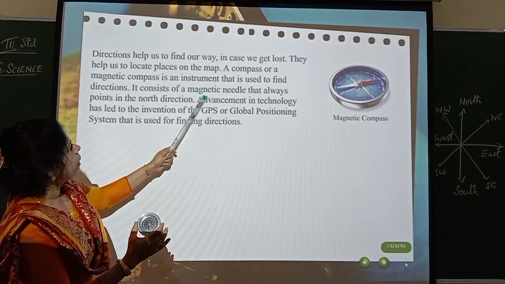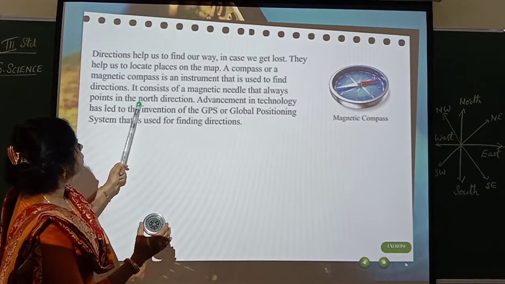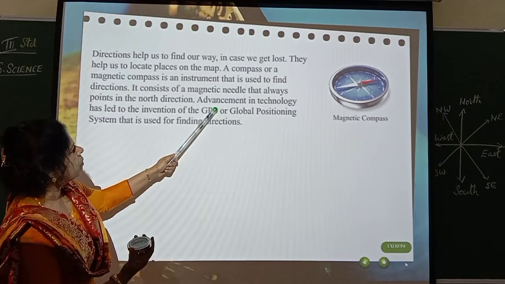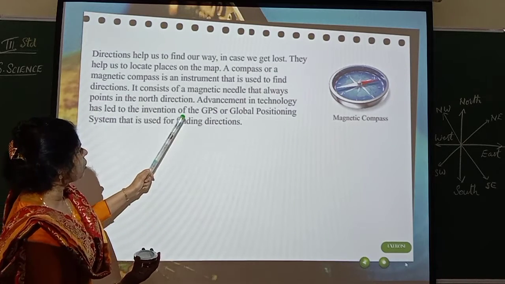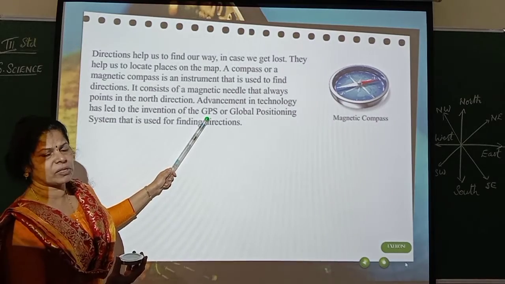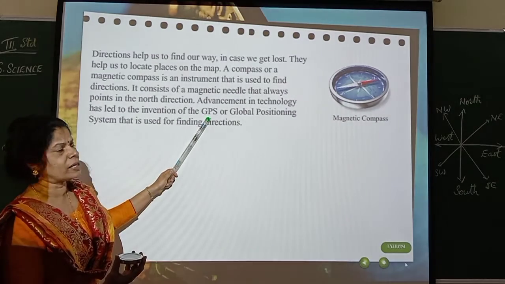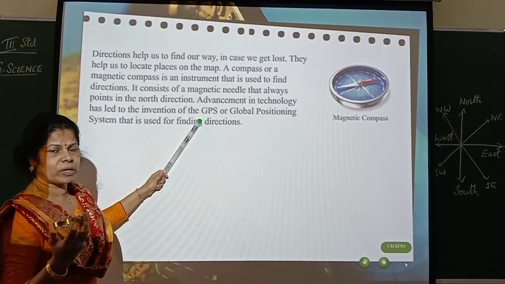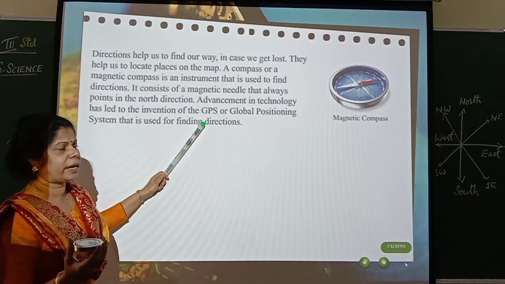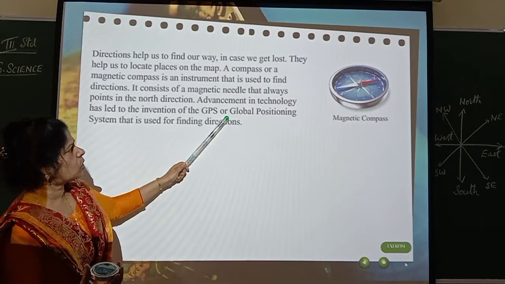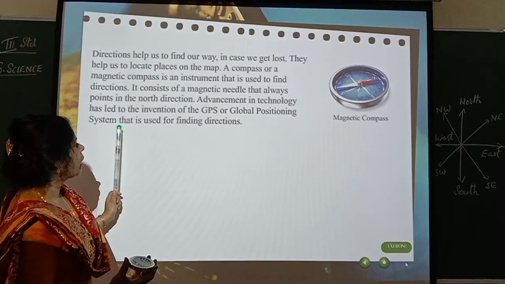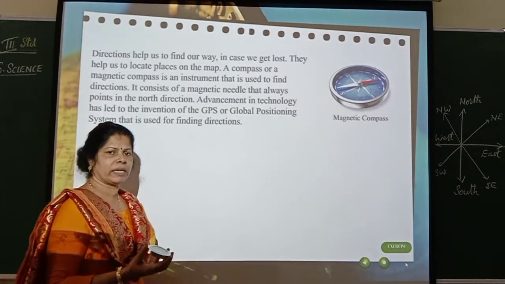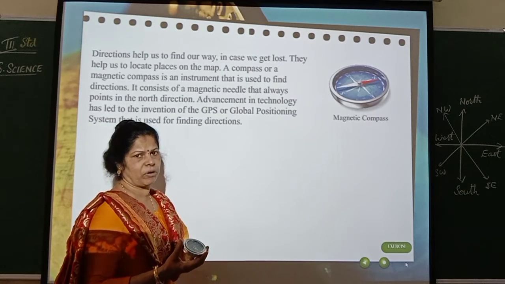It consists of a magnetic needle that always points in the north direction. Advancement in technology has led to the invention of the GPS. Nowadays whenever you are buying any vehicle, they say, is GPS present or not? Because whenever it is going to different locations, it has to show the direction. So the invention of the GPS, or global positioning system, is used for finding directions. Nowadays the technology is getting advanced, isn't it? So new things are discovered.